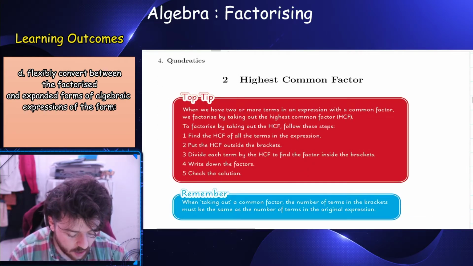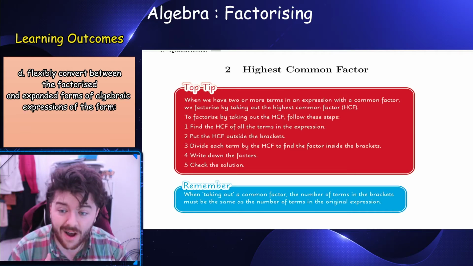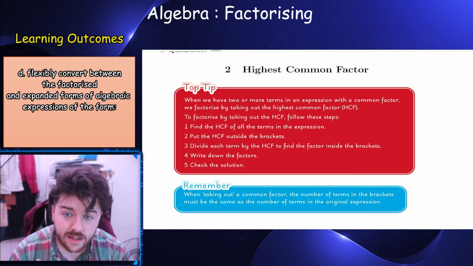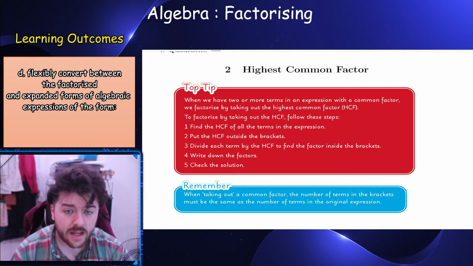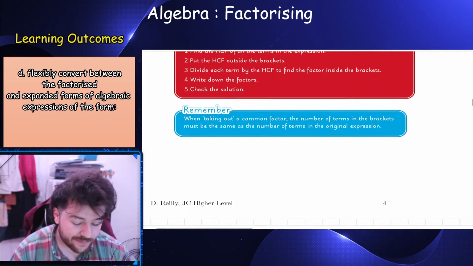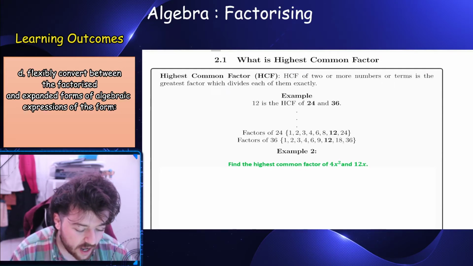So highest common factor. What we do with the highest common factor is we find the highest common factor of an algebraic expression. We put the highest common factor outside of brackets. We divide each term by the highest common factor to find the factor inside the bracket. We write down the factors and then we check our solution. Well, enough of me saying it, we're going to do some more examples now. But anyway, first, what's the highest common factor?